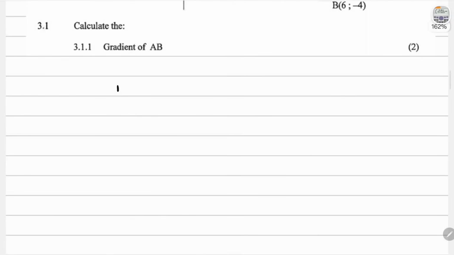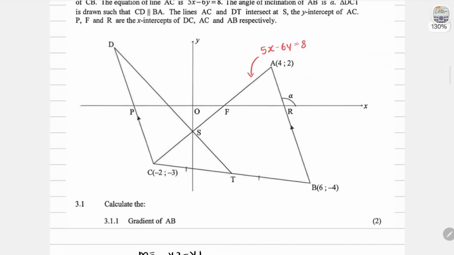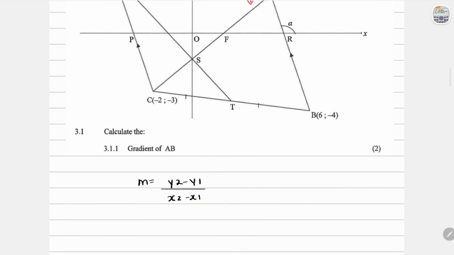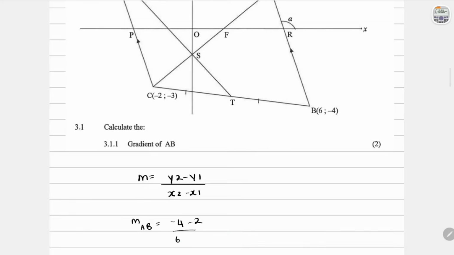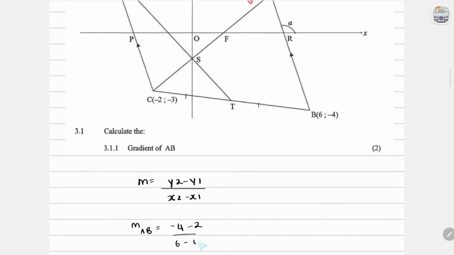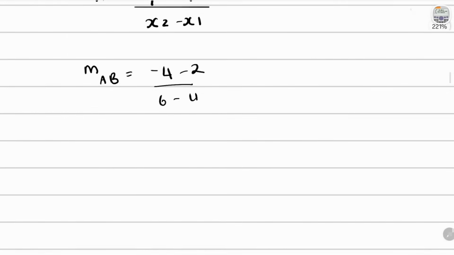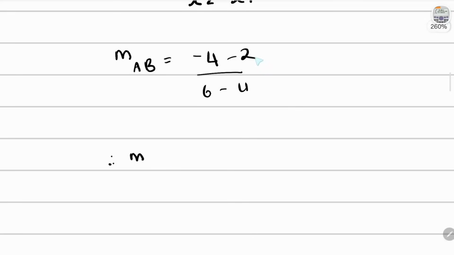So the gradient of a line is found by saying the change in y over the change in x. Okay, and we can just follow one order. So we can go ahead and say top minus bottom or bottom minus top. I think bottom minus top is better here. So the gradient of AB is found by saying -4 minus 2 all over 6 minus 4. And that is going to be -6 over 2, which is -3. So -3 is our answer.